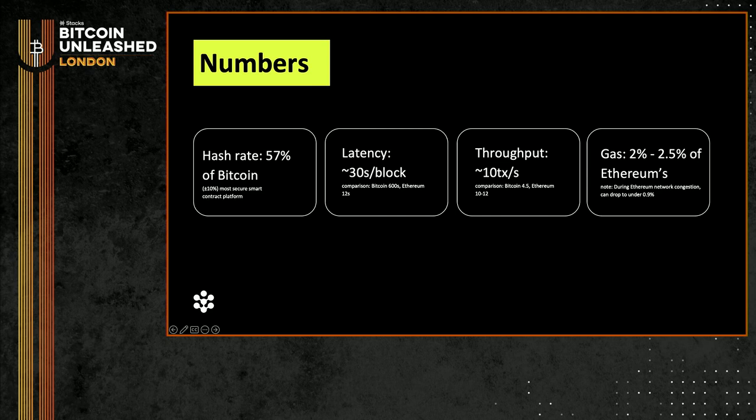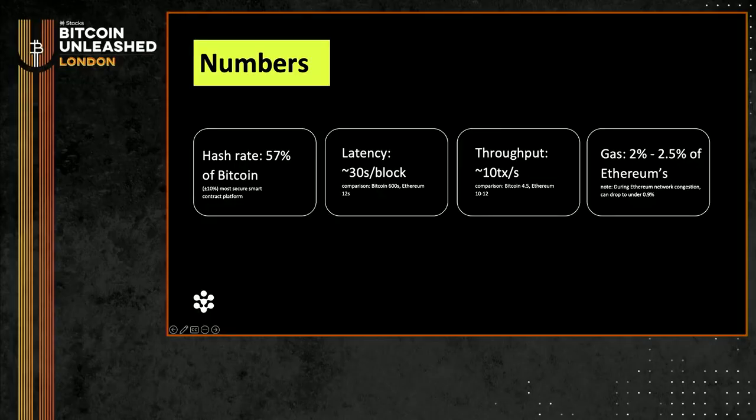But we are working right now, we are at the testing phase of the parallel transaction processing, which is going to increase this number. More importantly, the gas cost of running something on Rootstock is about 2% of what it would cost on Ethereum. So I mentioned that we are EVM compatible. So imagine that you have the same service on both blockchains. Doing the same thing on Rootstock would cost you 2% of what it would cost you on Ethereum. And that's not considering when Ethereum is with network congestion. During that time, it would cost you less than 1% of what it would cost you on Ethereum.